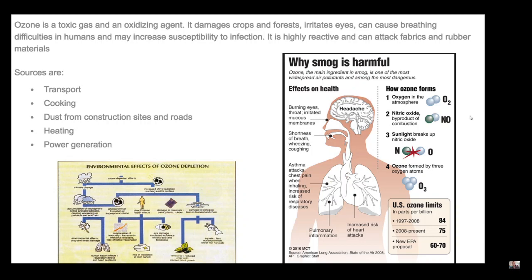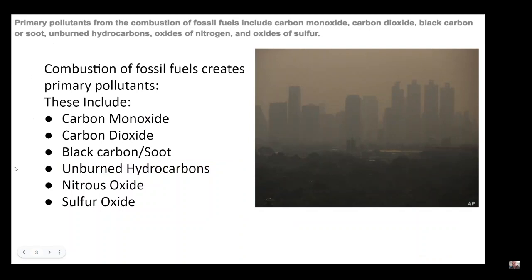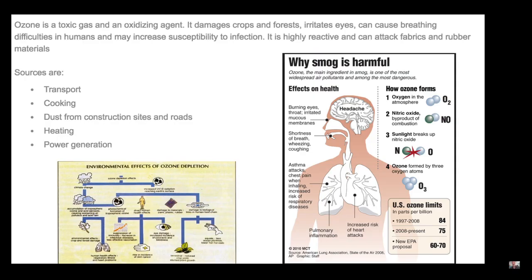Just keep in mind that these are the primary pollutants. These are the ones that we kind of talk about, and we'll talk about more of them, especially when we talk about particulates. But those are a list of the primary ones. Now we're going to talk about the secondary ones.